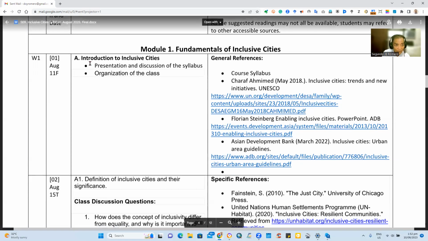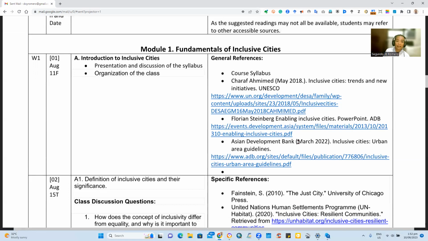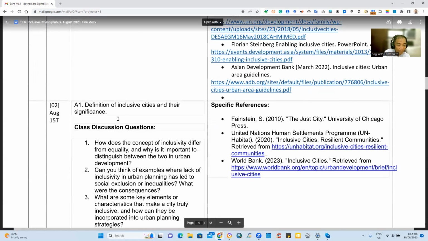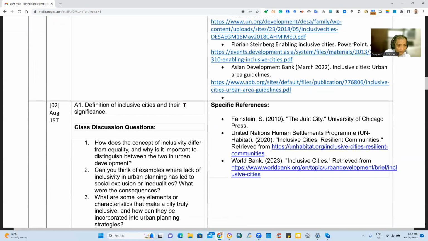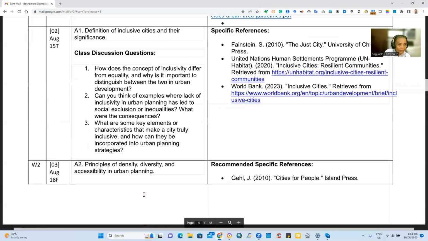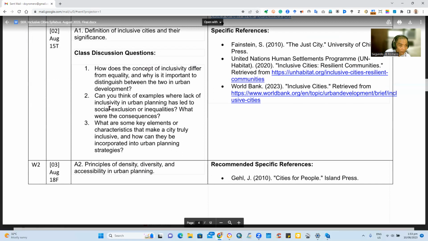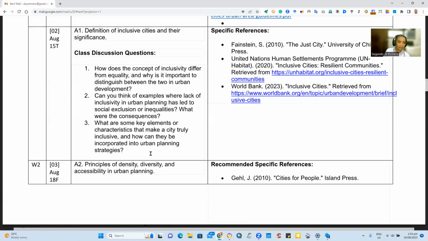Okay. So for each of these units, there are general references, and generally, the general references are available. You will find them on Canvas, or there are hyperlinks that are available. Now, the units are subdivided into subunits. Like here, it says definition of inclusive cities and their significance. This is where in the subunits, as in A1, we have class discussion questions for each. So when I was saying don't choose 2 or more sub-questions from each subunit, I'm saying answer only one of these 3. Don't answer all of them and submit 3 essays. So spread your 10 essays across different class discussion questions and subunits.